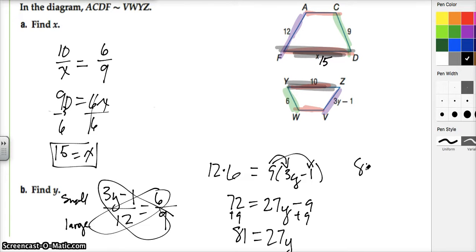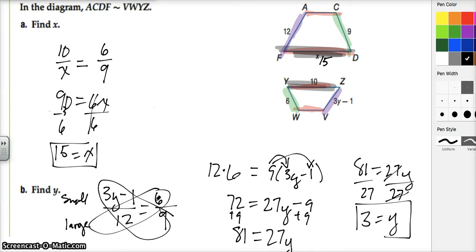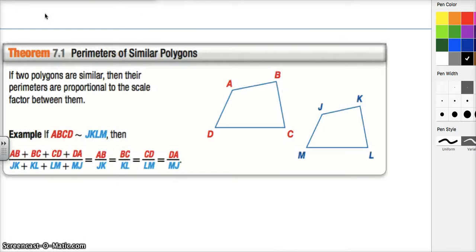And if you know like I know, you can divide by 27. Don't worry about it. y is equal to 81 divided by 27, which is 3. And so y is equal to 3, and we have solved the problem.